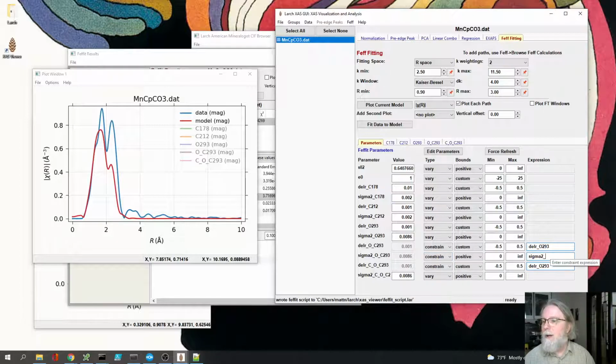Now you could argue that maybe the sigma squared should be different, or even a multiplicative factor. So maybe it should be times 1.5 or something. I'm not going to worry about that yet. I'm just going to leave that as it is.